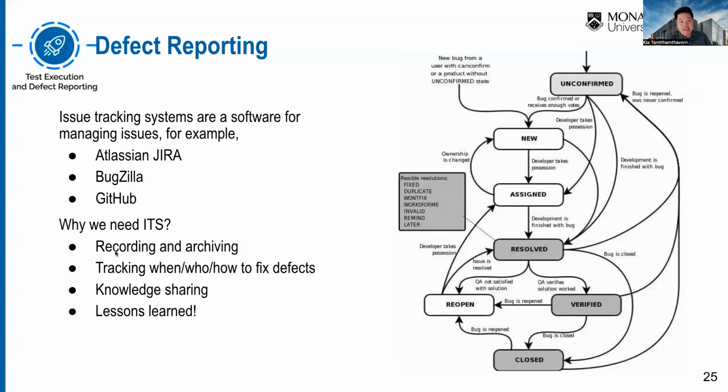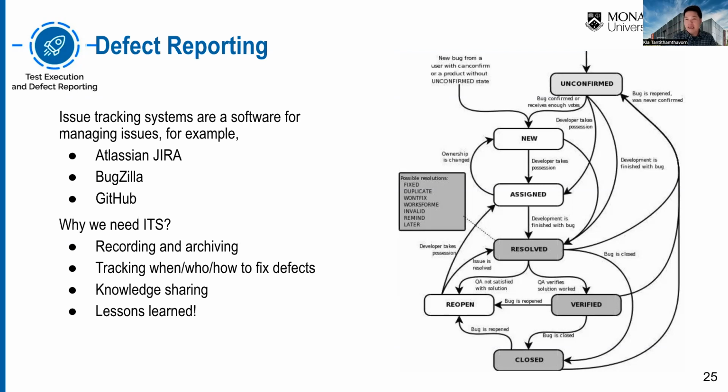Why do we need the ITS, or issue tracking system? First is to record what the bugs are, whether they are open, what their status is, who reported them, who fixed them, and how long it took to fix them. Then we can track these kinds of issues: when, who, how to fix the defects I mentioned before. It's also about knowledge sharing. Sometimes defects are created and fixed, and later on we can learn from the previous defect: what went well, what went wrong. We fixed this bug this way, and that's knowledge sharing to the other developers as well. It's a lesson learned. We need to use it.